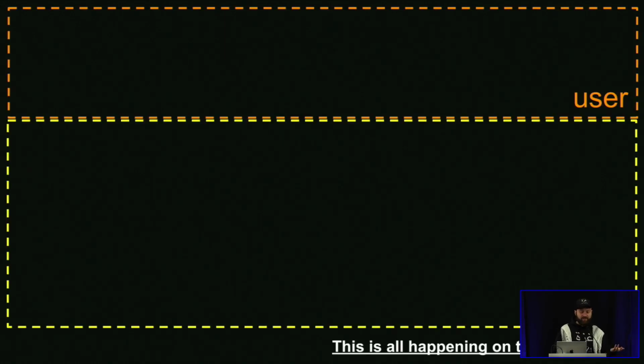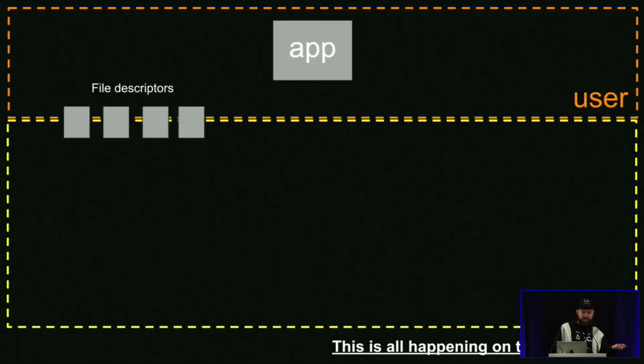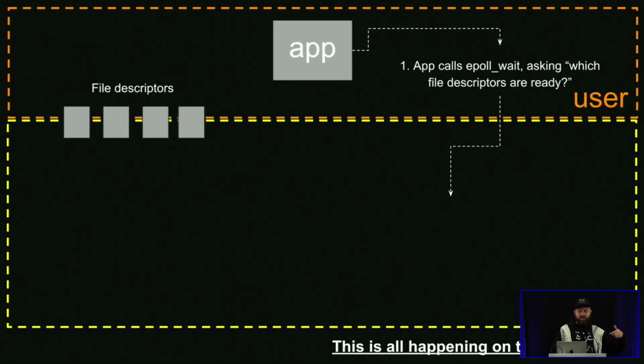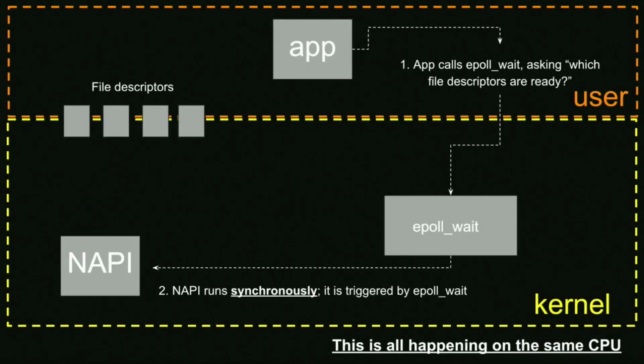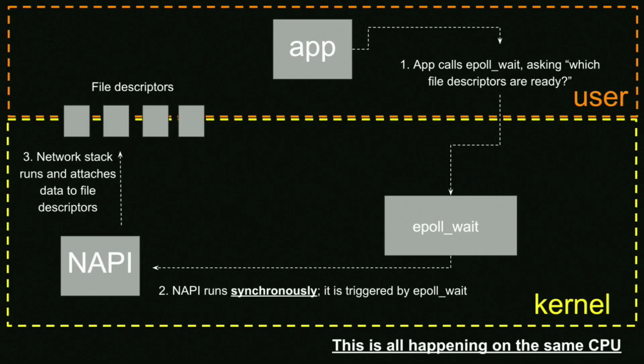And the way that looks changes the picture a little bit. You have your app, you have your file descriptors. Your app calls ePoll wait and says, hey, which file descriptors are ready? ePoll wait then does its thing, but this time ePoll wait triggers NAPI to run synchronously, and then NAPI does its thing, runs the network stack, attaches data to file descriptors, and then ePoll wait returns that set of file descriptors back to the app. That's the general plan, right? That's what you think you're going to do when you try to use ePoll and SO_INCOMING_NAPI_ID and set up all the busy polling stuff.